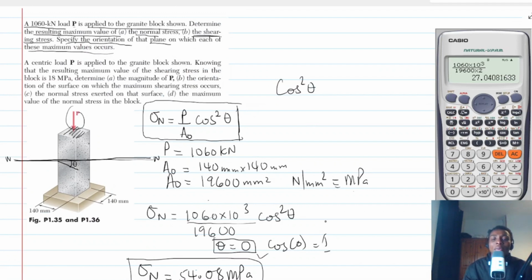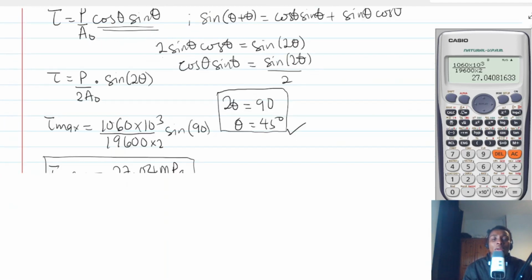Okay, so now the second part of the problem is actually simple, and it's a follow-up to the first question. It says that a centric load P is applied to the granite block shown. Now, knowing that the resulting maximum value of the shearing stress in the block is 18 megapascal, we should determine the magnitude of P and the orientation. All right, so let's solve it one by one.